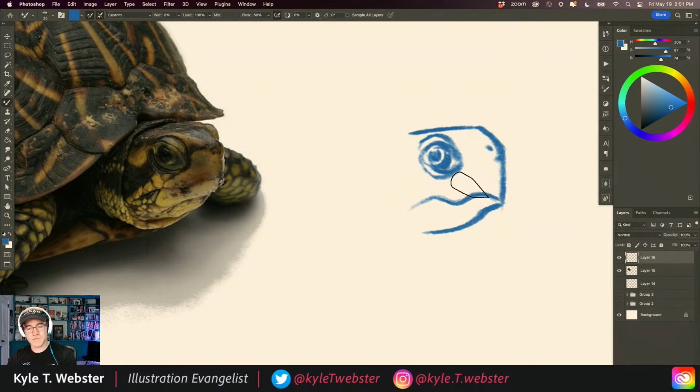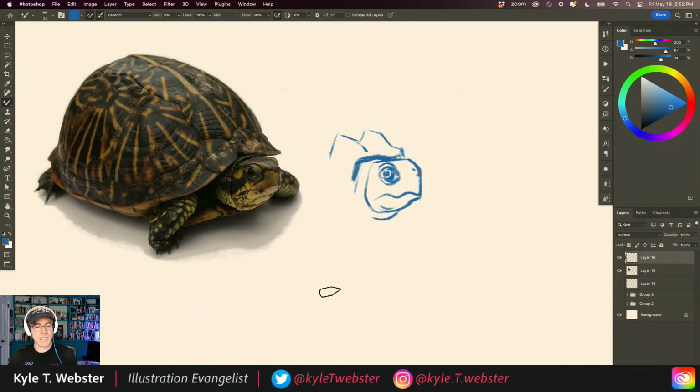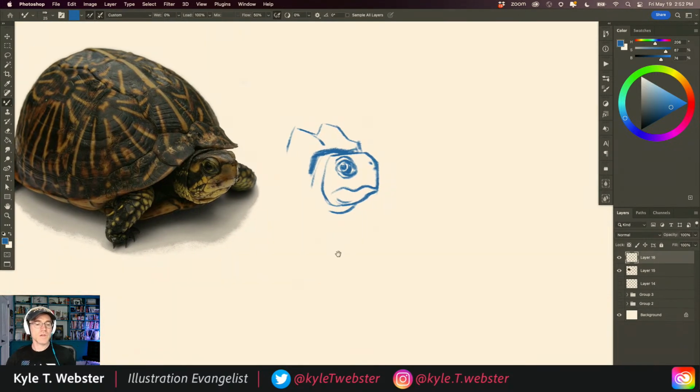And there we have our general turtle shape. Got some wrinkly stuff happening here. And then we get into the shell. And off you go. All right, now, looking at that general shape, what are some things you can do?